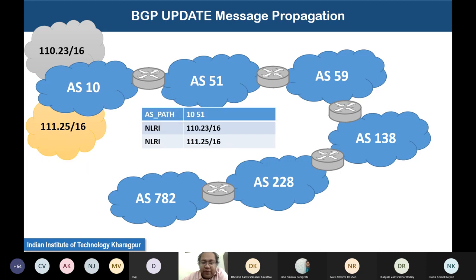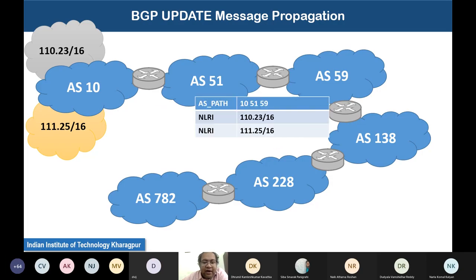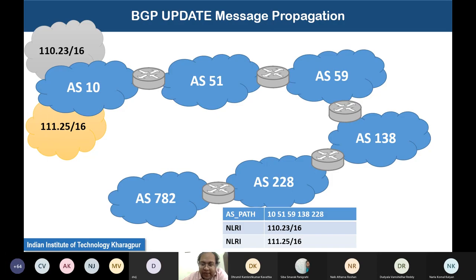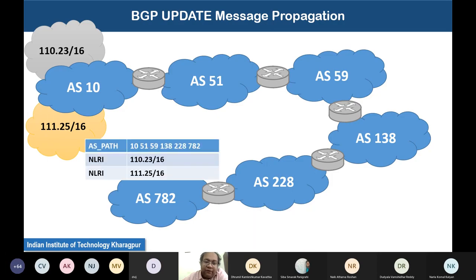Now this information gets propagated to AS51. When it reaches AS51, AS51 just appends its own number in the AS path attribute and broadcasts it further. Then it is received by AS59. Once it receives it, AS59 again appends its own AS number to the AS path attribute and broadcasts it further. So it reaches AS138, and AS138 appends it. Then it reaches AS228, which appends it, and finally it reaches AS782, which appends it.